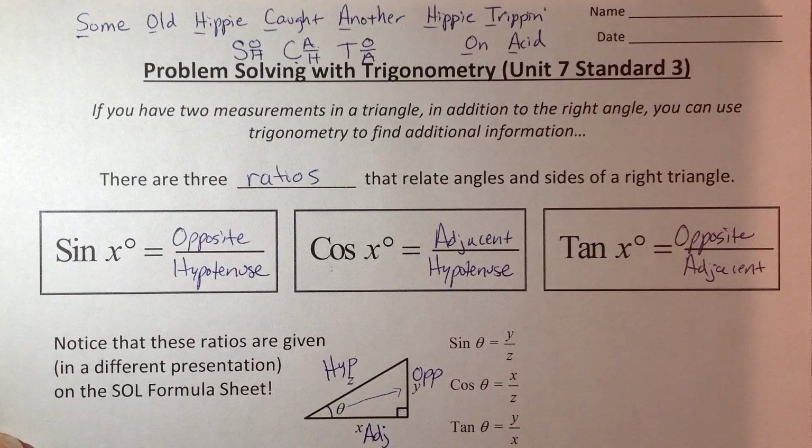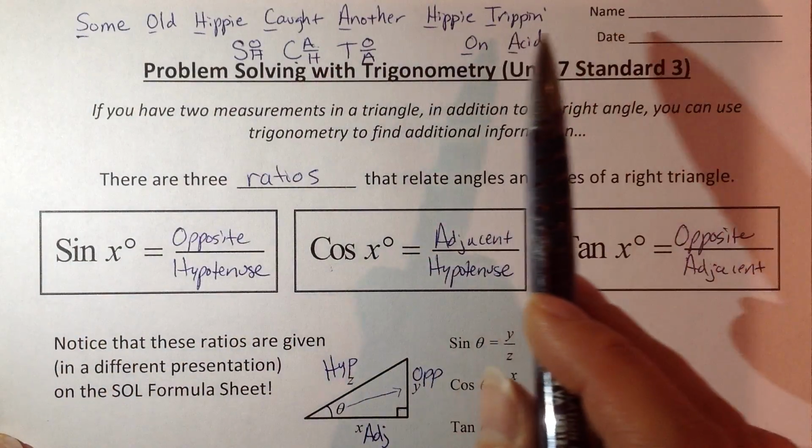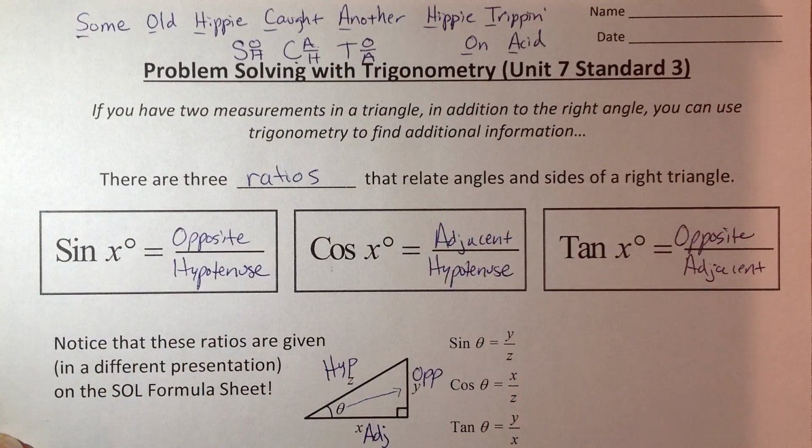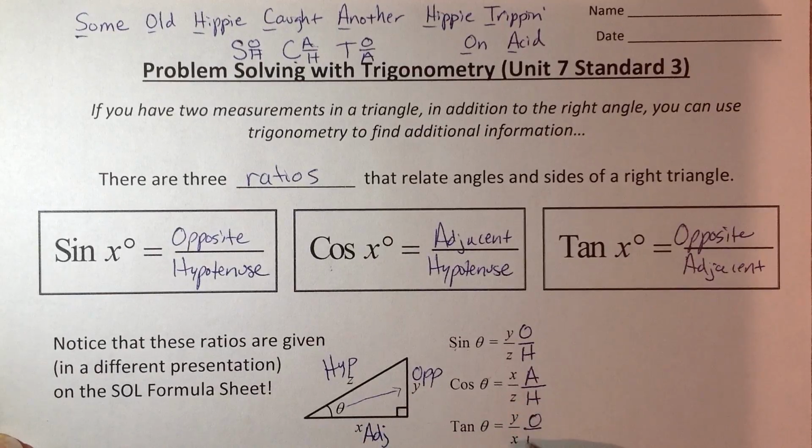So what I've seen students do is whether they use some old hippie caught another hippie tripping on acid or whatever it is they use to memorize, they come here, and then actually they don't have to memorize it, they can use their picture. So if you forget those, you could go on your SOL formula sheet and say, okay, well, Y is actually the opposite, Z is actually the hypotenuse, X is actually the adjacent. Y opposite, X adjacent. So students that forget it and want to use the formula sheet to memorize it, basically they go and they label their sides and they fill these in to help.